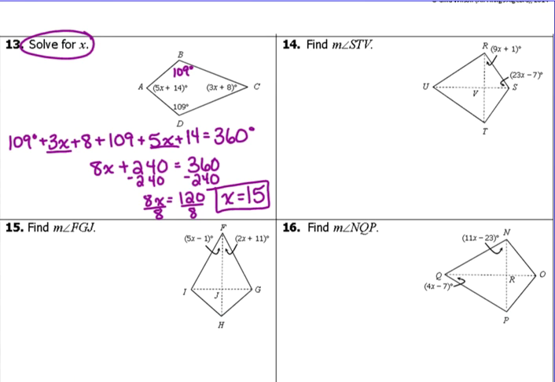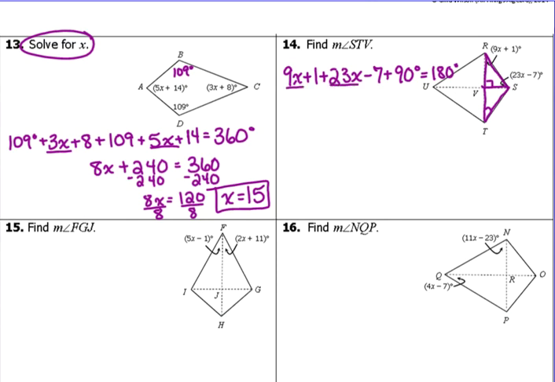Okay, let's look at number 14. Find the measure of angle STV. So we're wanting this angle right down here. Nothing is labeled around that angle. Let's look at what is labeled. I see a right triangle up here. So when we add all of our angles together, plus 90, don't forget that right angle. It's a triangle, so those are equal to 180.